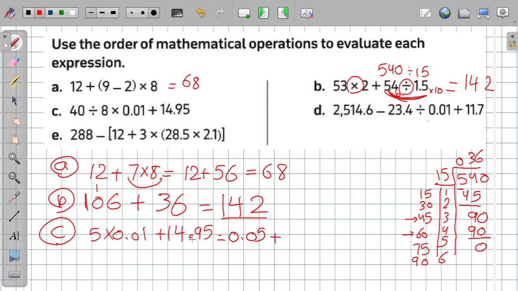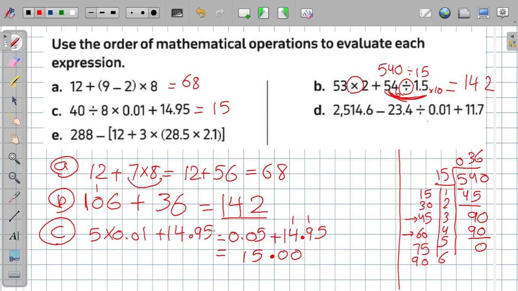Next, I have 14.95, and I will add them together. So I will have 5 plus 5 equals 10, so I have 0 and carry up 1. 0 plus 9 plus 1 equals 10, so I have 0 and carry up 1, and I will put the decimal point. And 1 plus 14 equals 15, so the final result will be 15. So I will write 15.